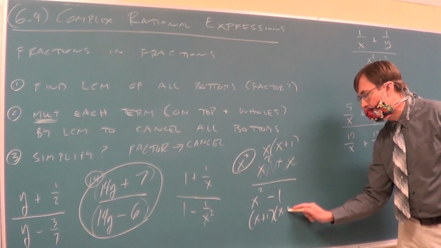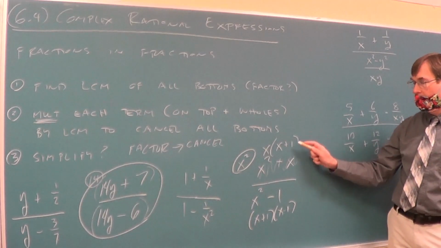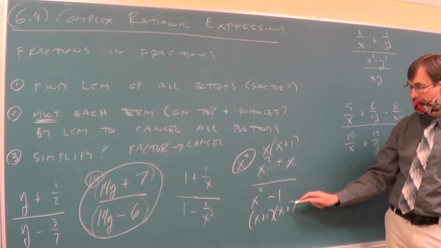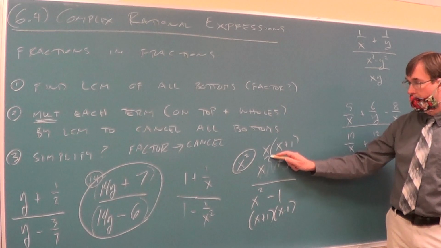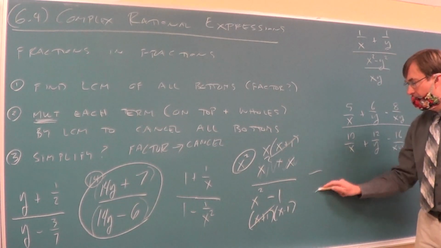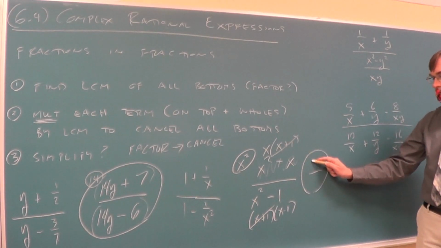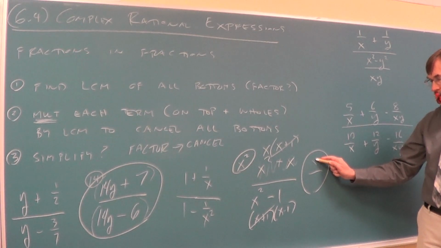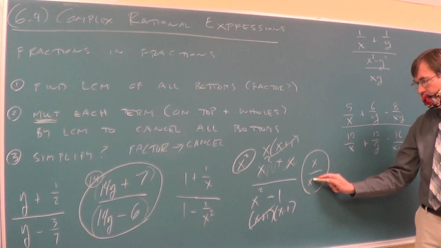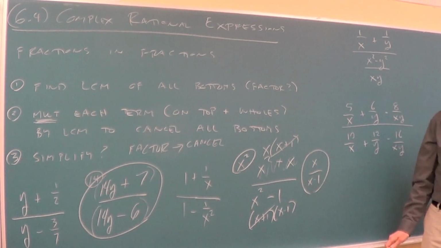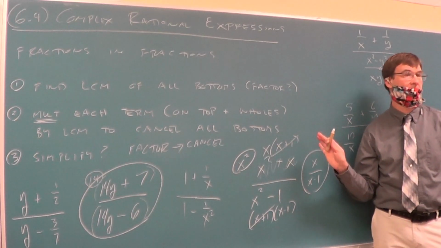Does that help us in any way to cancel? Yes, that's why I wrote it down, because I saw that coming. So I can cancel x plus 1 with x plus 1. Final answer, best answer: x over x minus 1. Top has x, bottom has x minus 1. 2 down, 3 to go. Question about that pair.